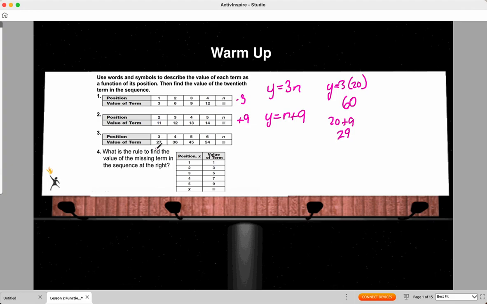Last one, you can see this one is actually times 9. So y equals 9x, or 9n, sorry. So 9 times 20 is 180. And our last one, find the rule for the missing value in the sequence n. So this one's 1 and 1, 2 and 3, 3 is 5.